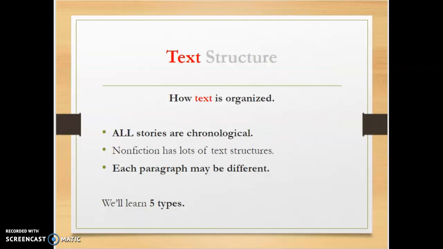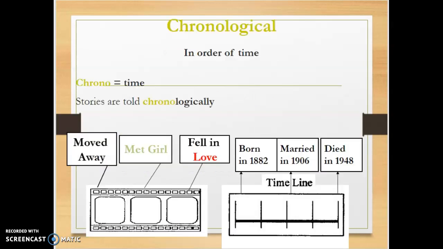So text structures are how a text is organized, and all stories are in a chronological order. Nonfiction has a lot of text structures, but each paragraph can be different. Okay, so there's about 5 text structures that we learn. You will see a few that maybe you have learned before, like description, but however, these are the ones that we cover in our 6th grade standards.